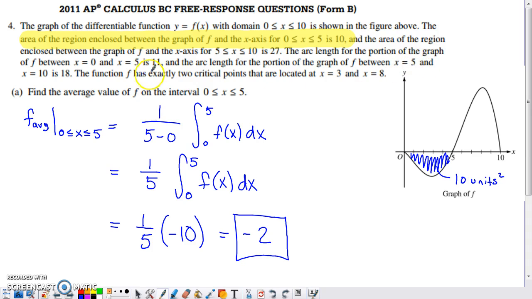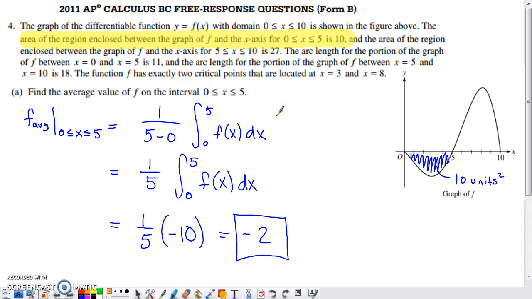Arc length of the portion of the graph of f between 0 and 5 is 11. Arc length for the portion of the graph of f between 5 and 10 is 18. And then they tell us that f has 2 critical points, and they have x values of 3 and 8. Now if you check out part A here, part A says to find the average value of f on the interval 0 to 5. So if you know the formula for the average value of a function, it's 1 over b minus a times the definite integral from a to b of the function you're looking for the average of.